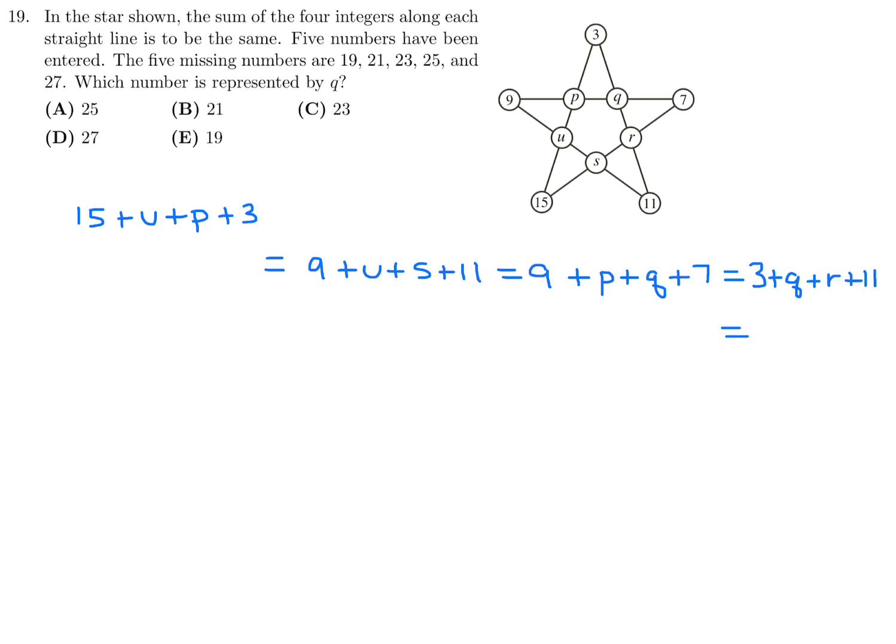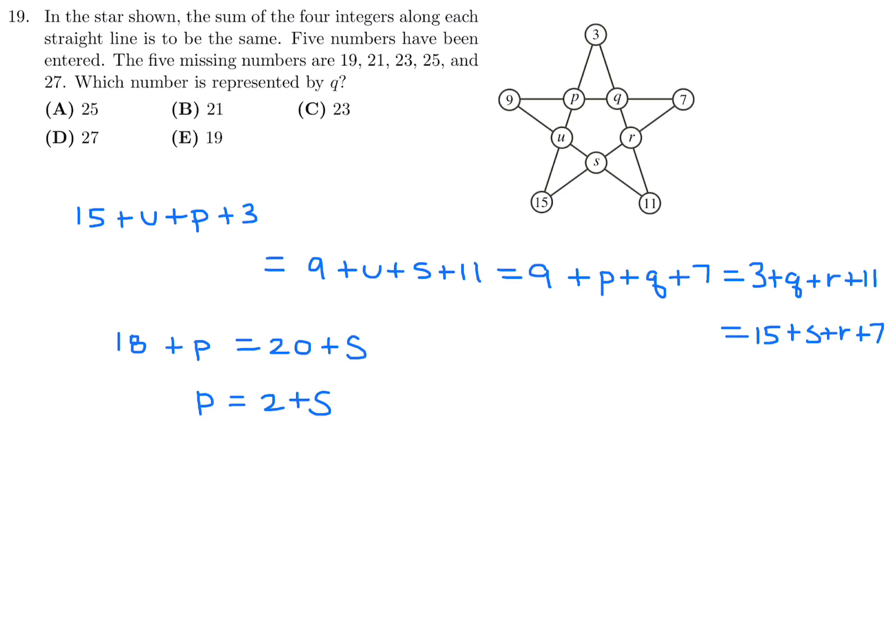And finally, is there any other one that I missed? Yeah, this one, 15 plus S plus R plus 7. Okay, so hopefully somewhere in this, it's going to come up with something that helps me. All right, well, let's see here. Obviously, let's look at the first two, these two guys. When I equate them, I get 18, the U's cancel, plus P is equal to 20 plus S. And therefore, P is equal to 2 plus S.